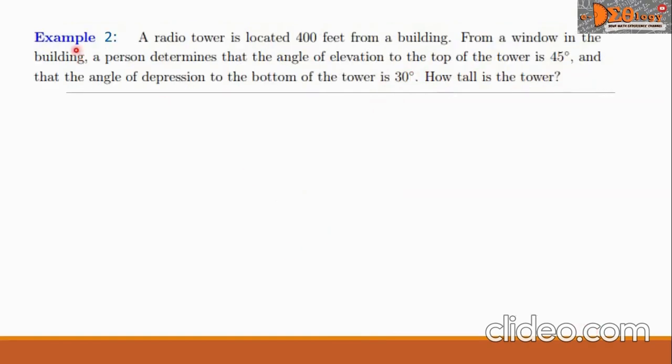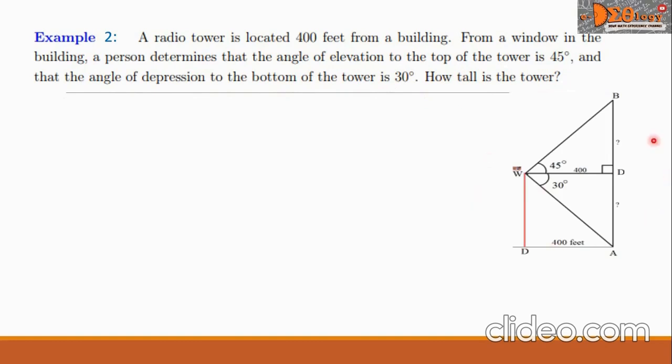Let's have example 2. A radio tower is located 400 feet from a building. From a window in the building, a person determines that the angle of elevation to the top of the tower is 45 degrees and that the angle of depression to the bottom of the tower is 30 degrees. How tall is the tower?